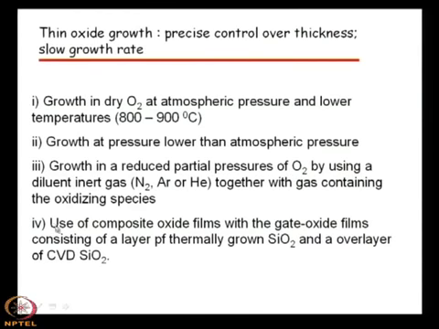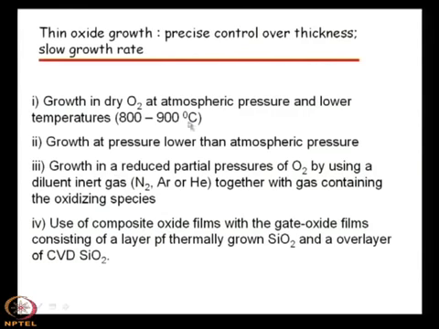And another process that can be used is the use of composite oxide films, with the gate oxide films consisting of a layer of thermally grown SiO2 and an over layer of CVD SiO2. So, that means you can use composite oxide films with a layer of thermally grown SiO2 and an over layer of CVD SiO2, meaning silicon dioxide made by chemical vapor deposition. So, these are the processes that can be used.